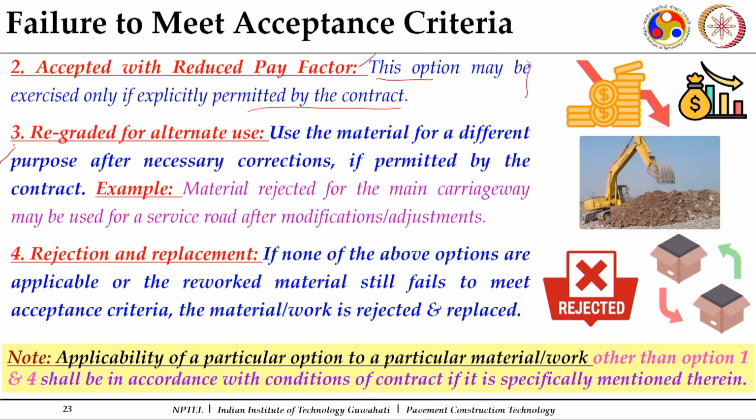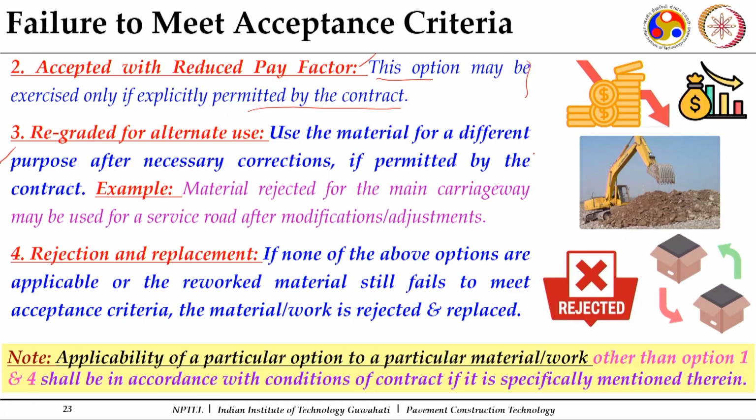Third possible option can be regraded for alternate use. Whatever material you have, you are finding it unsuitable for a particular course. If you have a granular course with a gradation which you are not finding good enough, or a particular soil not good enough for one work, you can explore it for some other work. If it is not suitable for, say, subgrade construction, you can explore whether it can be used at a location where some embankment construction is there. So it can be explored in that manner.